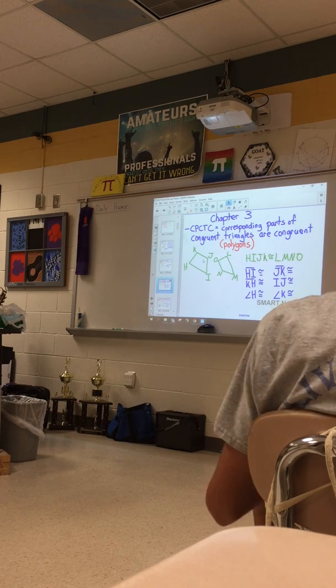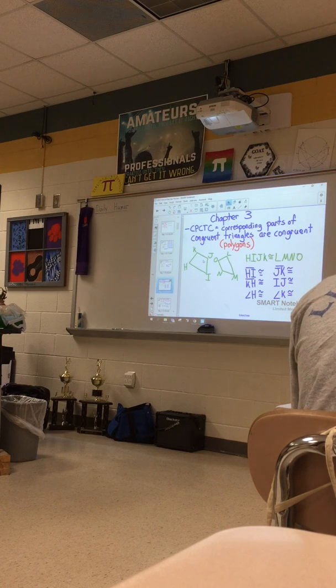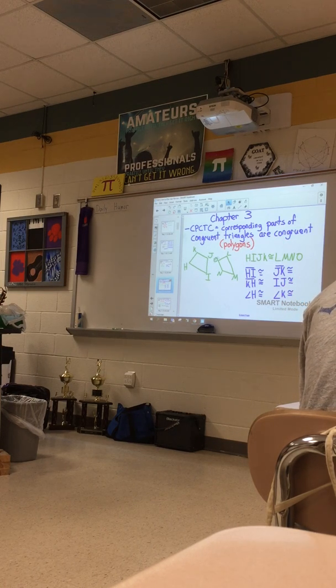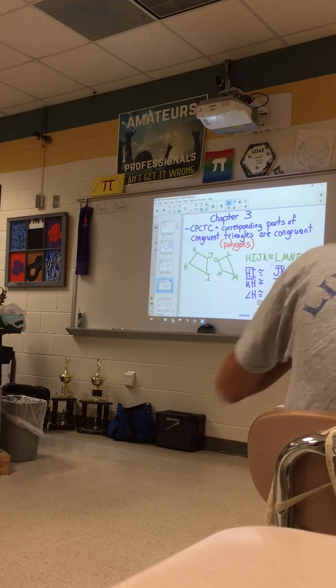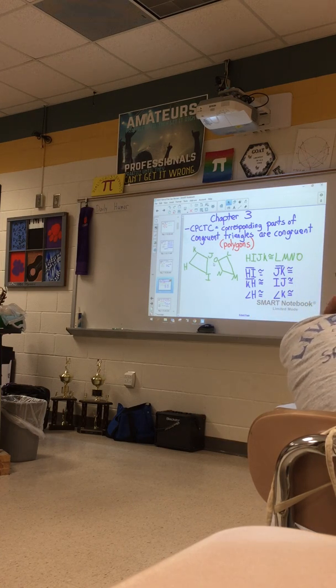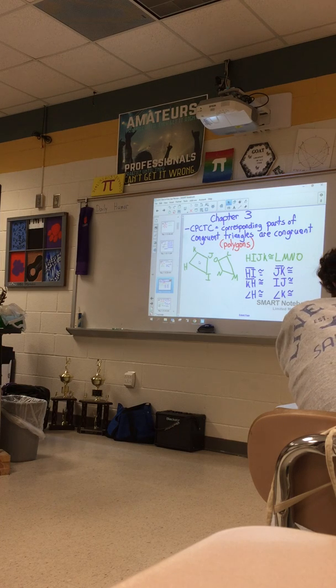All right, so chapter 3, everything was about congruence, congruent polygons, congruent triangles. So you guys learned back in chapter 3, this is called a congruent statement. So if I have these two polygons that are congruent, you don't have to worry about rotating them and flipping them. You can just use the congruent statement.